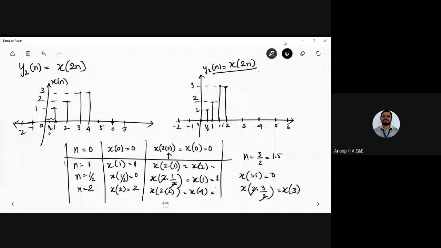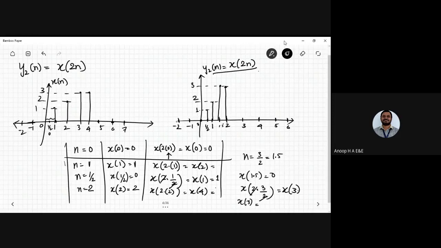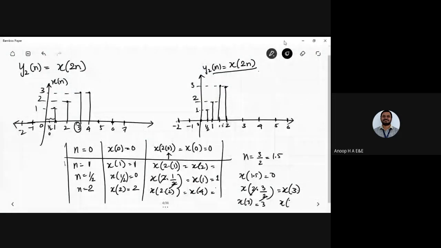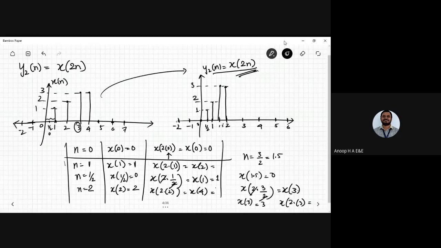Now the next one is x of 3. If you want to see whether it is 0, x of 3, whatever is there, is said to be 3. x of 2 into 3: in the original signal, x of n is specified as x of 3 equals 3. x of 2 into 3 is x of 6. x of 6 is not specified here. At 3, it is said to be 0.